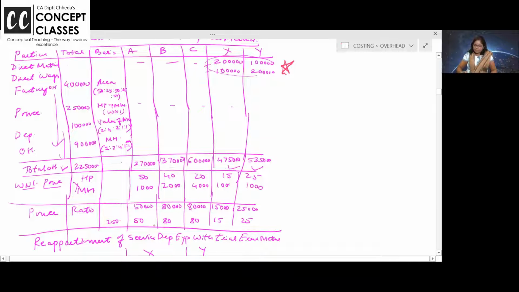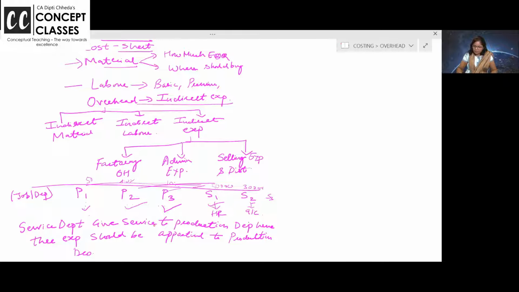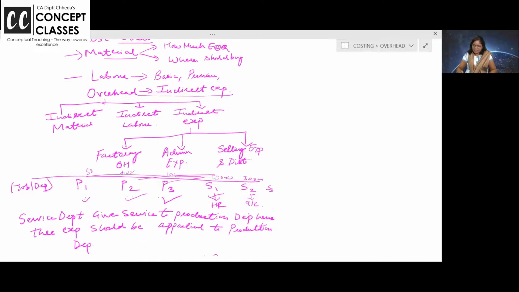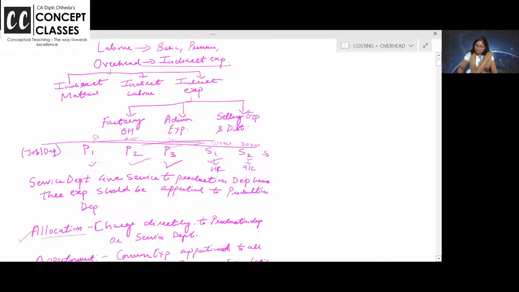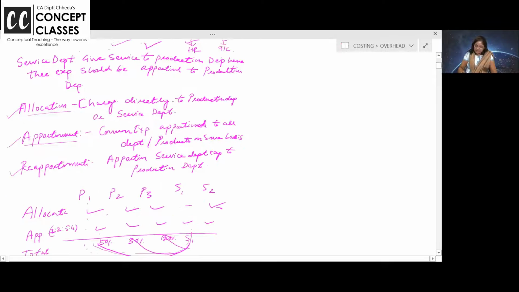Okay. What I explained now, is it clear to all of you? These are all basic explanation class. In fact, I could have started like this also. Overhead mein kya kya aata hai, factory overhead. See, we have production departments and service departments. Service department may give service to production department, but it may not take. So first you allocate expenses, then apportion common expenses to all the departments, and then reapportion.